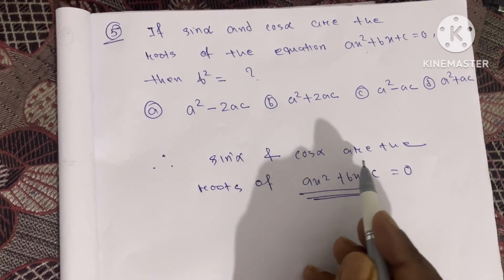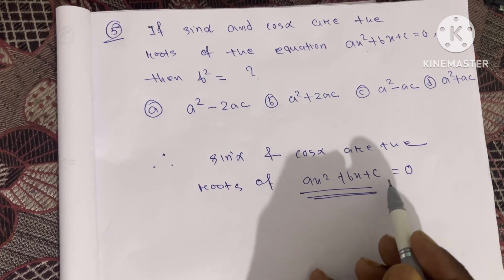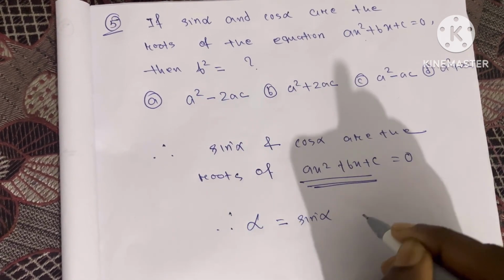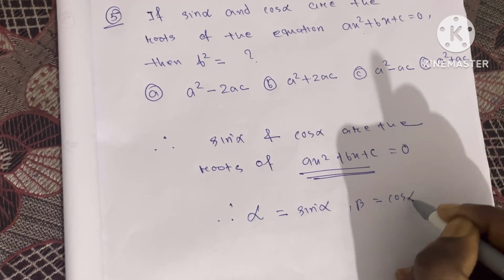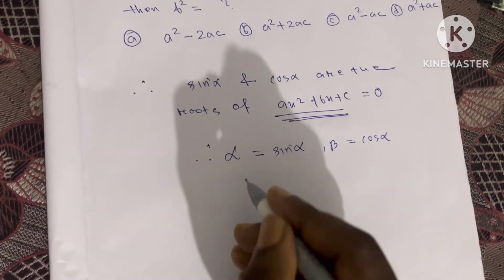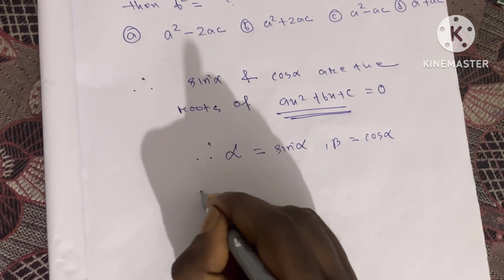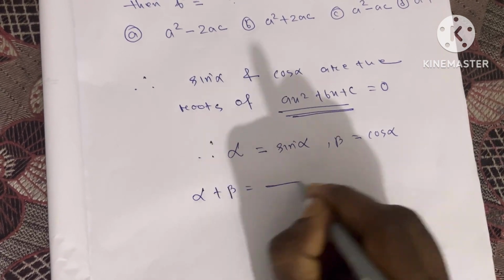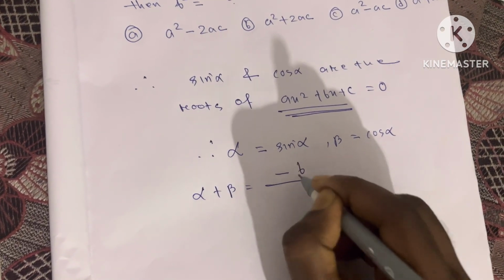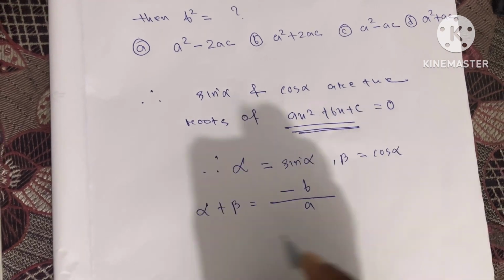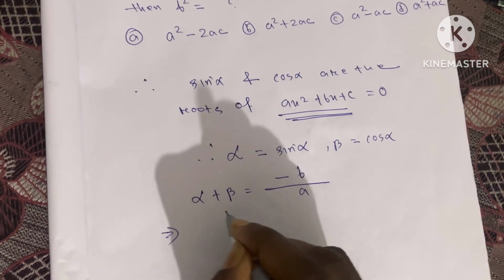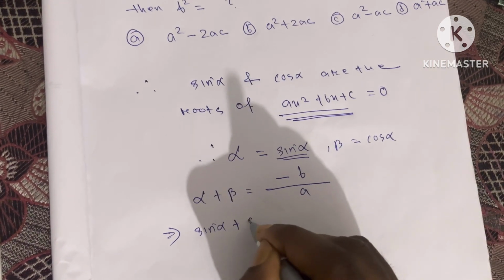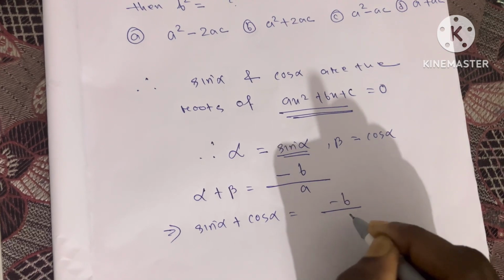So since sin alpha and cos alpha are the roots of ax square plus bx plus c equal to 0, I can consider the value of alpha as sin alpha and the value of beta as cos alpha. Using the sum of two roots formula, alpha plus beta is equal to minus b by a. So sin alpha plus cos alpha is equal to minus b by a.